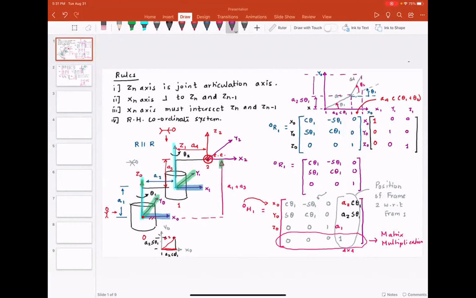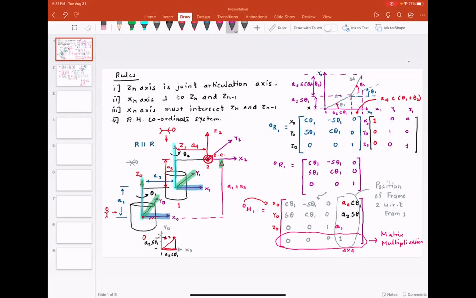This distance is A4 sine(θ1 + θ2). Now I want you to look at your homogeneous transformation, 4th column, 2nd row, and tell me if that is the answer you got. So everything checks out, which means the homogeneous transformation matrix forward kinematics that we solved is the same as what we got here.